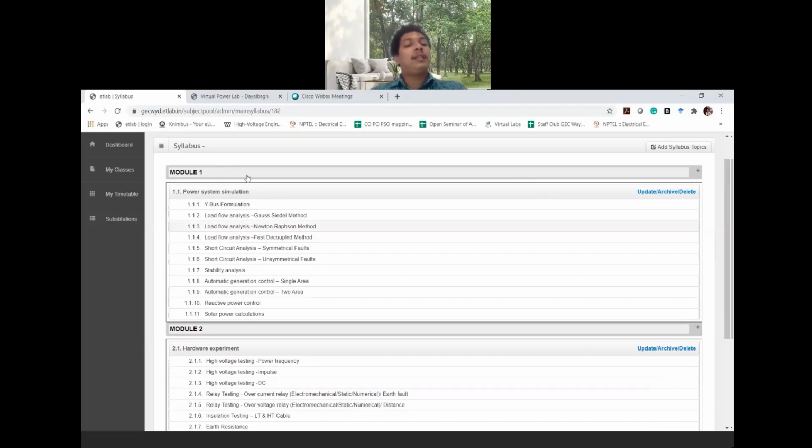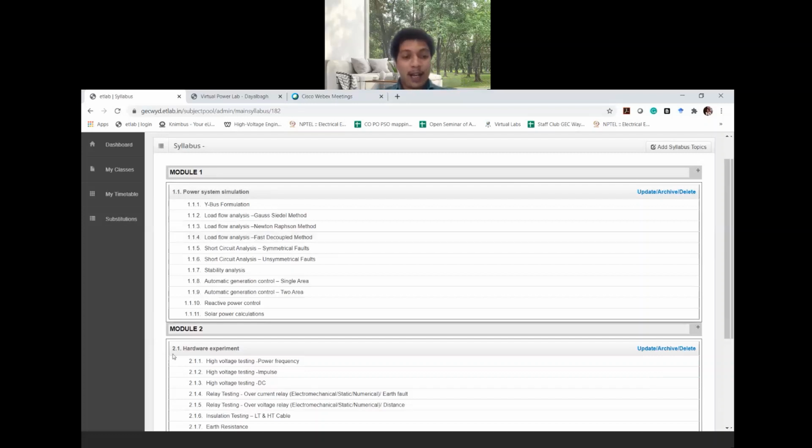The first part will consist of simulations, and in your syllabus, you have these experiments: bus formulation, load flow analysis in Gauss-Seidel method, Newton-Raphson method, fast decoupled method. Then short circuit analysis, meaning symmetrical fault and unsymmetrical fault, stability analysis, power system stability, reactive power control as well as solar power calculation. So these many experiments are there under simulation experiments in your Power System Lab syllabus.